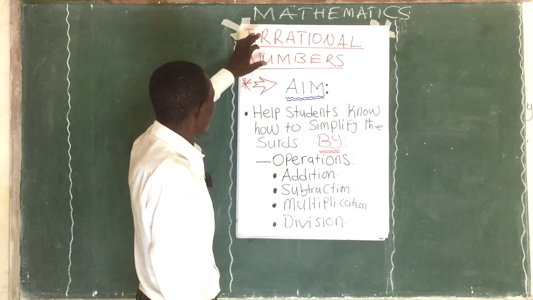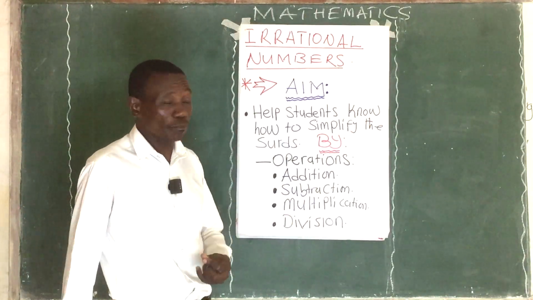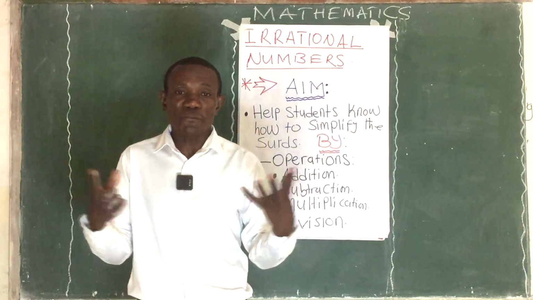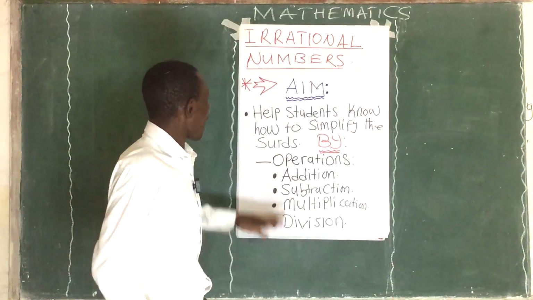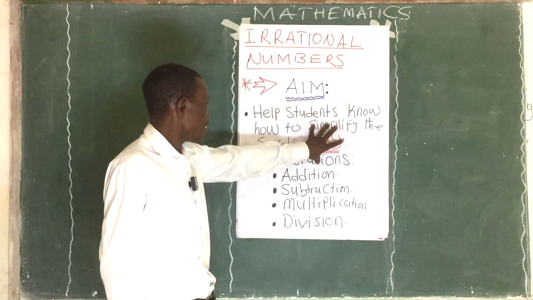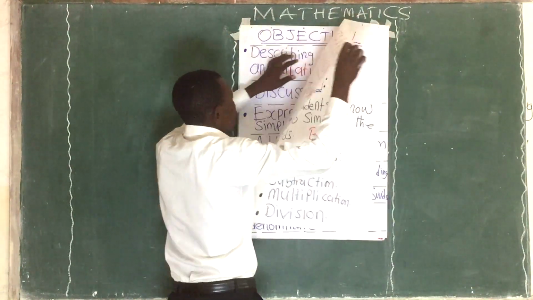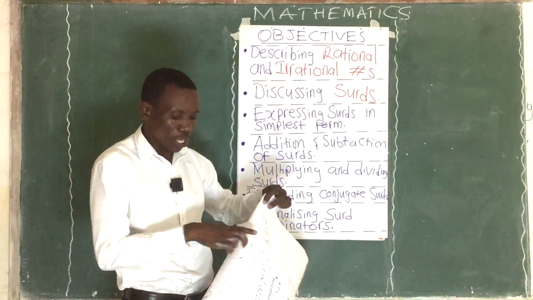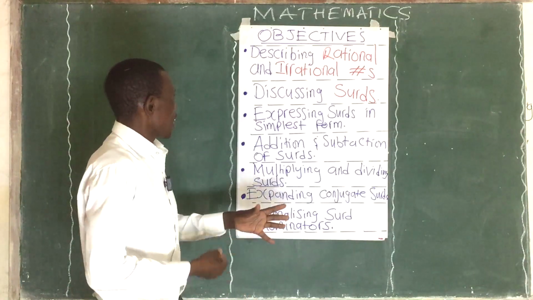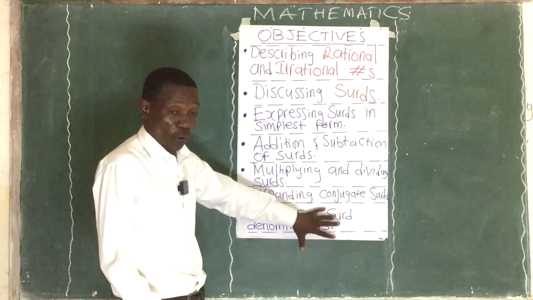Now, to meet this aim of knowing how to simplify the surds, the following are the specific objectives that will help us to move through until we meet this aim. So here with me are the objectives which will guide us until we finish our topic. The lessons in this topic are categorized as follows.